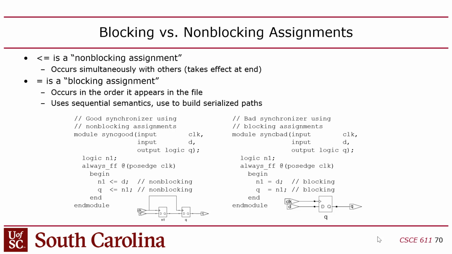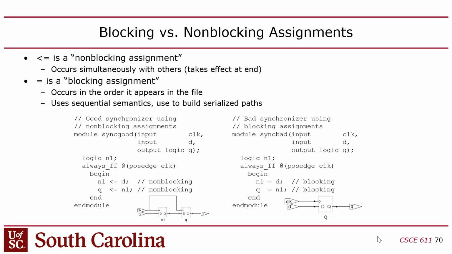So the convention is whenever you make sequential logic, you should always use non-blocking assignments, unless you explicitly intend for blocking behavior. Blocking behavior is when you intend for that second line of code to see the change from the first line of code. So I'm going to put D into N1, and then use N1 and put it in Q. The problem is that this code actually doesn't do anything. This code actually just creates one flip-flop, right?